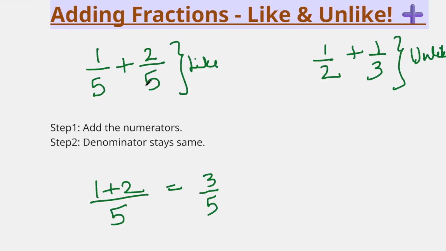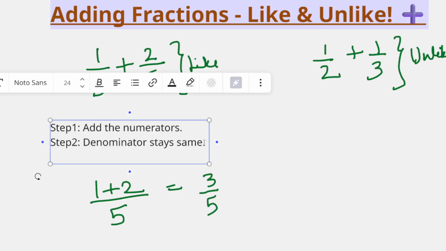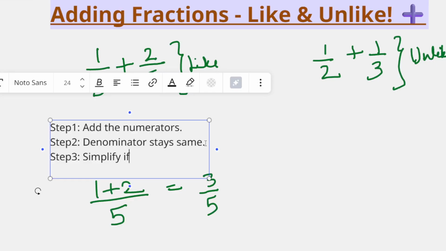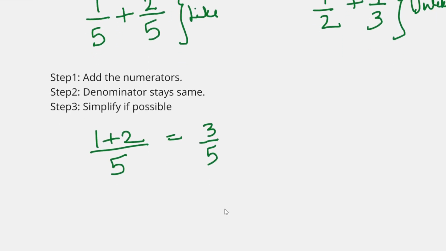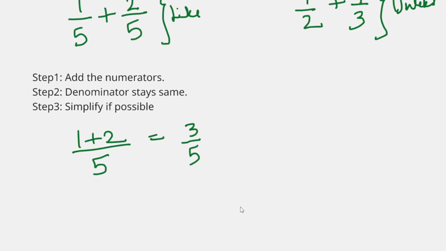Now, sometimes there is a step 3 also. And what is that? This is about simplifying. So if possible, simplify your answer. Here you see 3 by 5. 3 and 5 do not have any common factor other than 1. So here further simplification is not possible, so we will leave it like that. This is the answer.